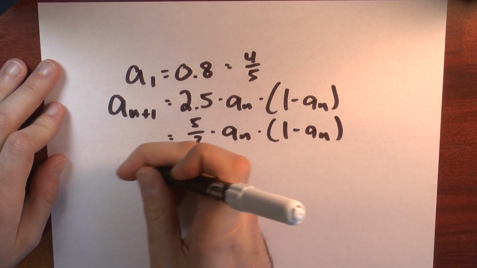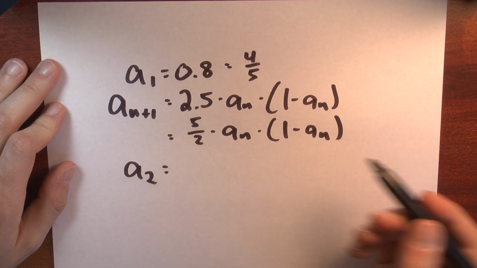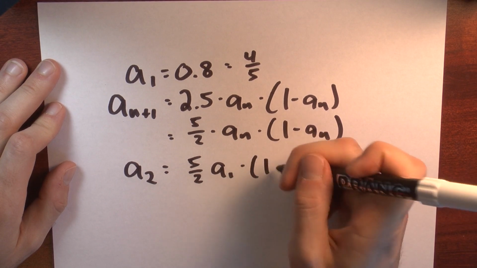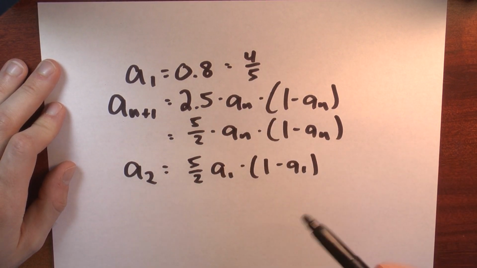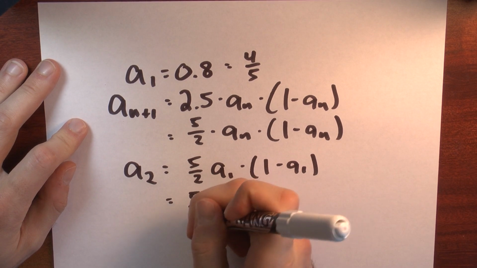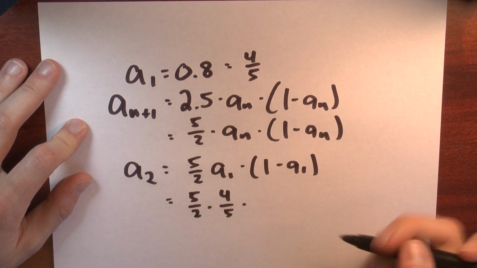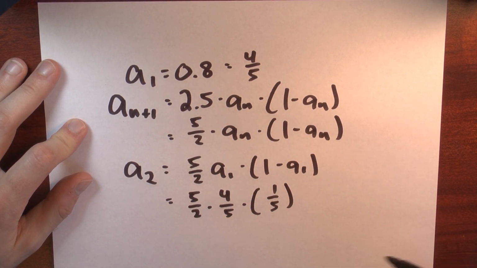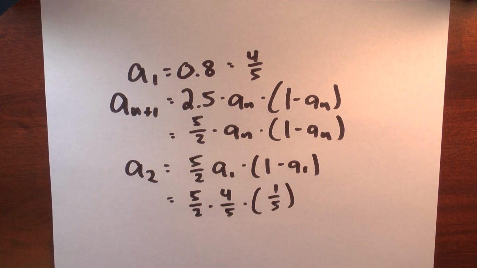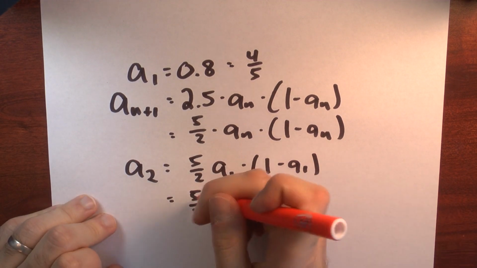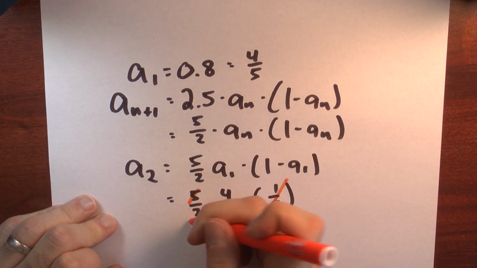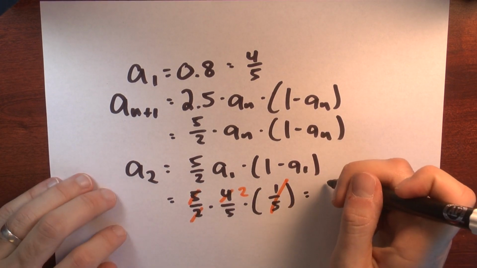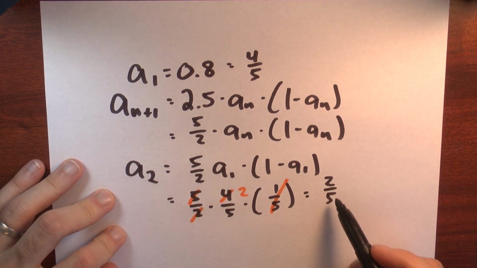So let's use this to calculate the next term. What's a sub 2? Well, according to this formula, it's 5/2 times a sub 1 times 1 minus a sub 1. But I've got a sub 1, it's 4/5. So that's 5/2 times 4/5 times 1 minus 4/5, which is 1/5. Now 1/5 and this 5 can cancel. I can get rid of these. And this 4 and this 2 become a 2 in the numerator, so I've just got 2/5. So a sub 2 is 2/5.